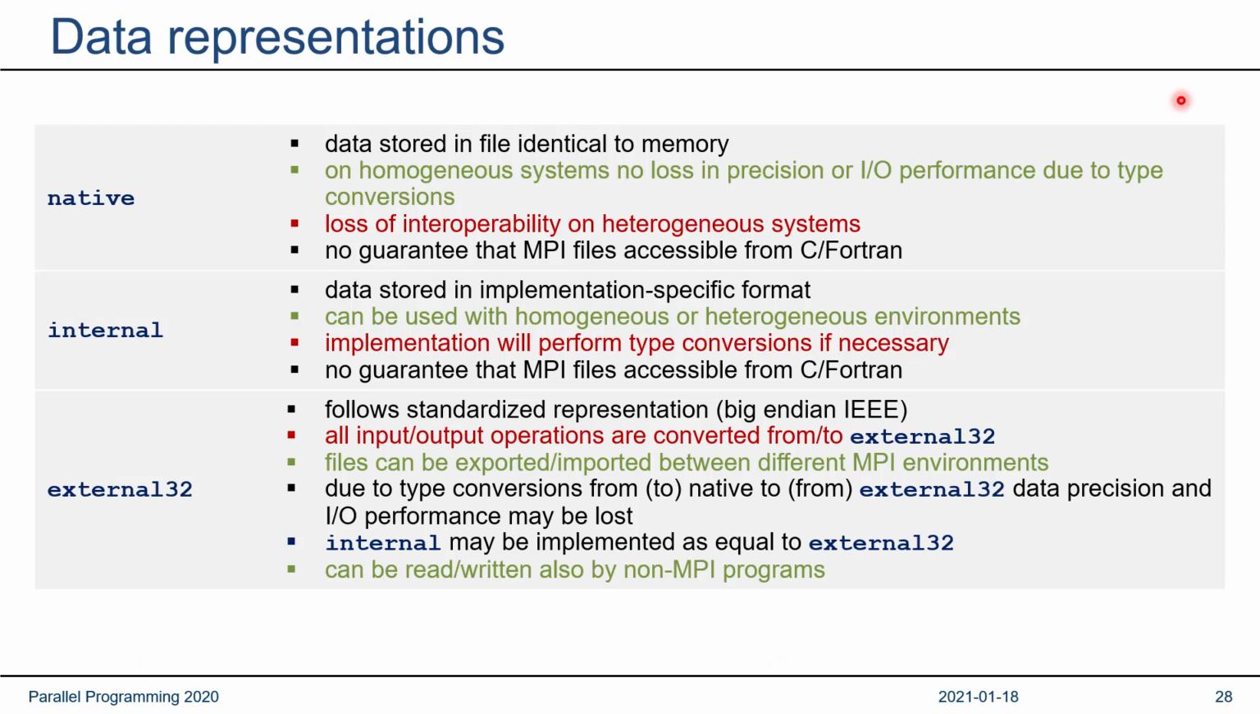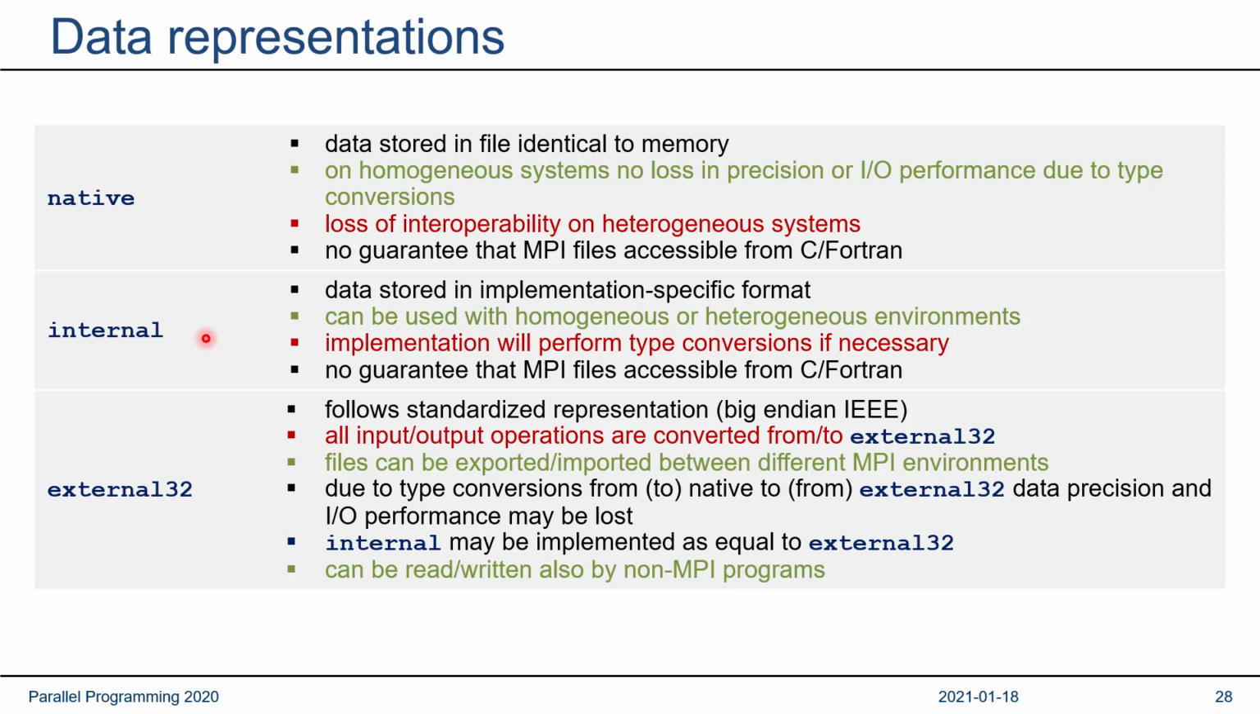The data representation argument deserves some comment. And here are the 3 predefined representations you can choose from in MPI-IO. The first one, called native, stores data in a way that's identical to main memory, which means it's the highest performing way of storing data because there's no reformatting or reinterpretation of the data. However, it loses interoperability, so it's not compatible with heterogeneous systems where parts of the system use different internal data representations. It's also not guaranteed here that this file is accessible from standard non-MPI programs.